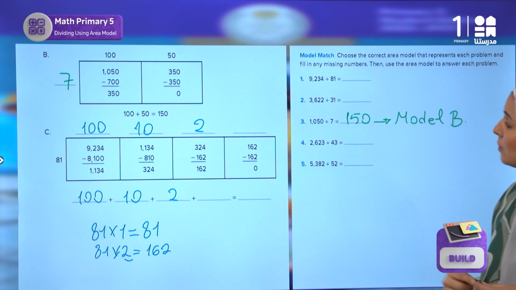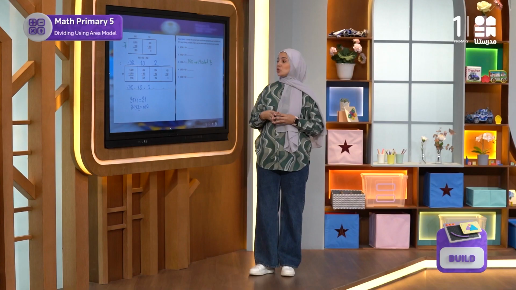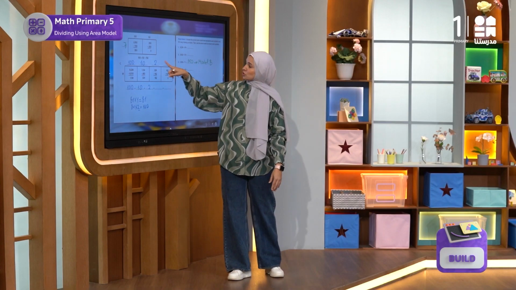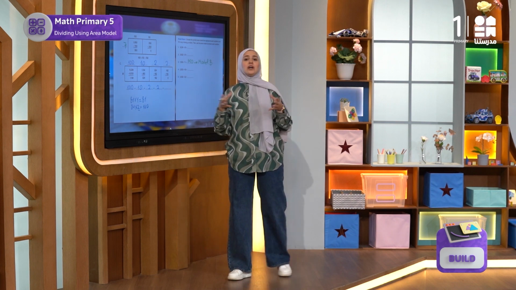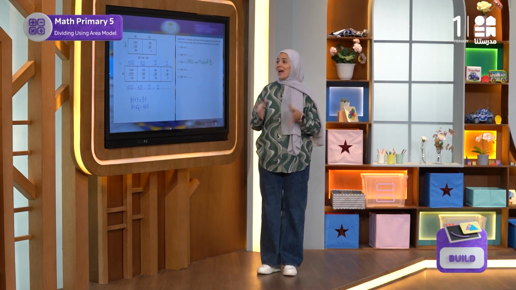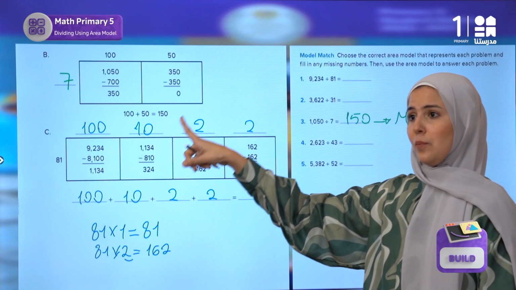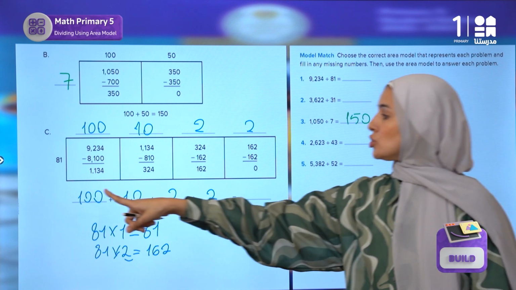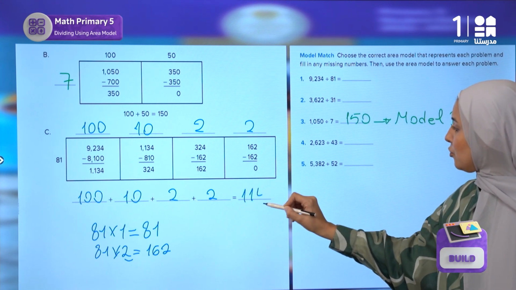The last part of the model is similar here. So we are going to do the same exact thing. It's going to be repeated here too. Now to find the quotient, what do we do? As always, we are going to add 100 plus 10 plus 2 plus 2. So what is my final answer? It is 114.